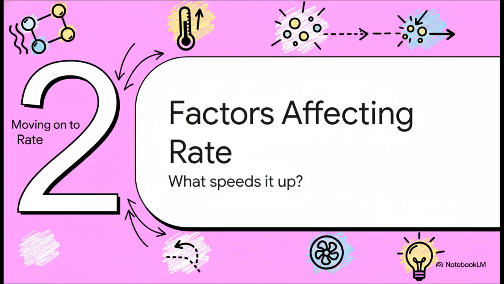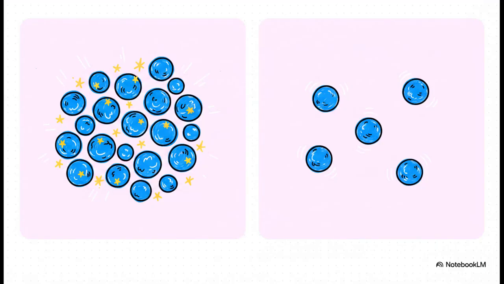Moving on to Section 2, factors affecting the rate. What exactly speeds it up? Your syllabus lists 4 main factors here. The very first one is concentration. So imagine a super crowded hallway between classes. If there are, say, 100 students in the hall, people are going to bump into each other a lot, right? That is high concentration. But if there are only 10 students, you'll naturally have way fewer collisions. It's the exact same in chemistry. More crowded particles mean more collisions, and more collisions mean a much faster reaction.